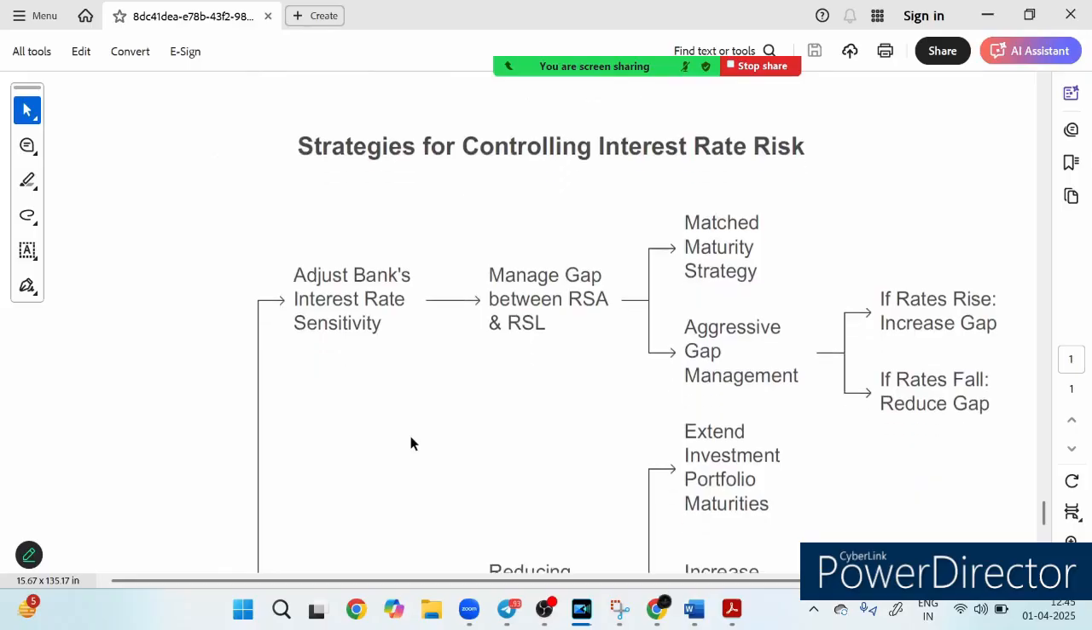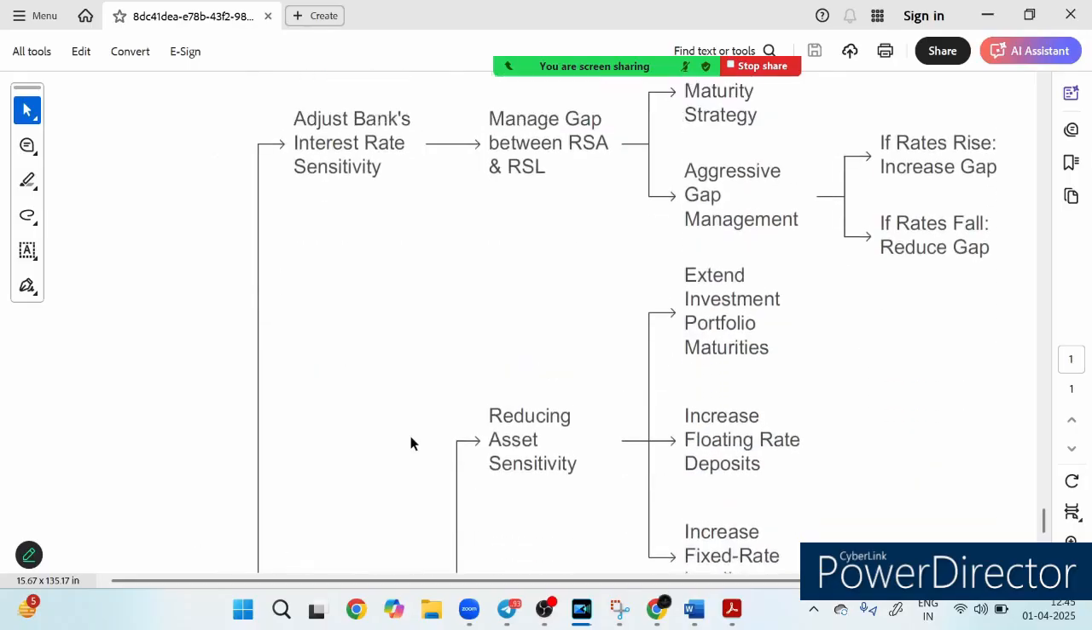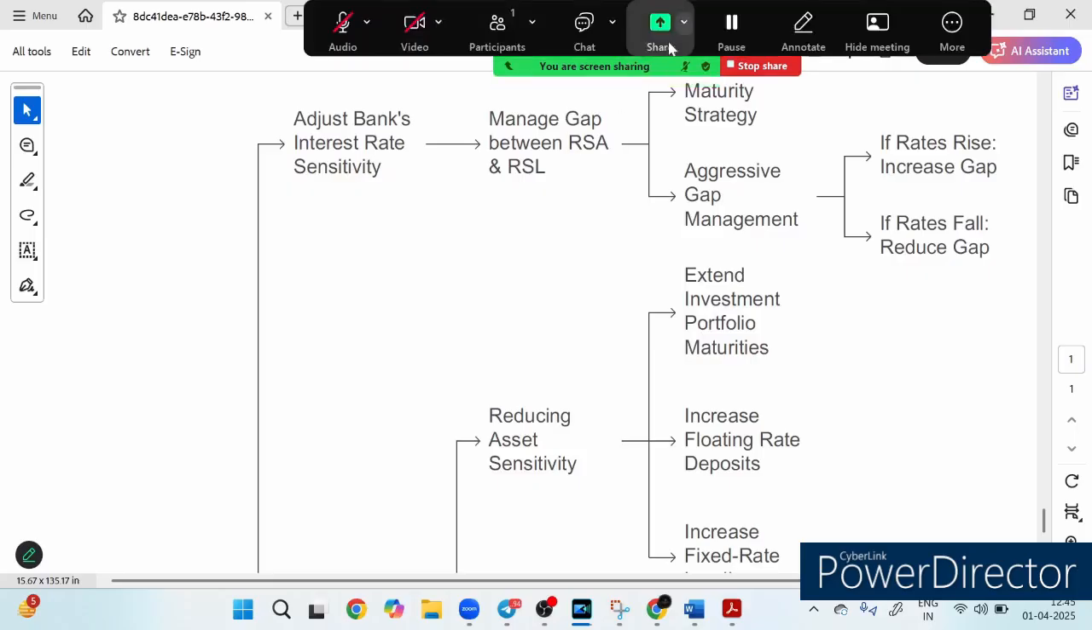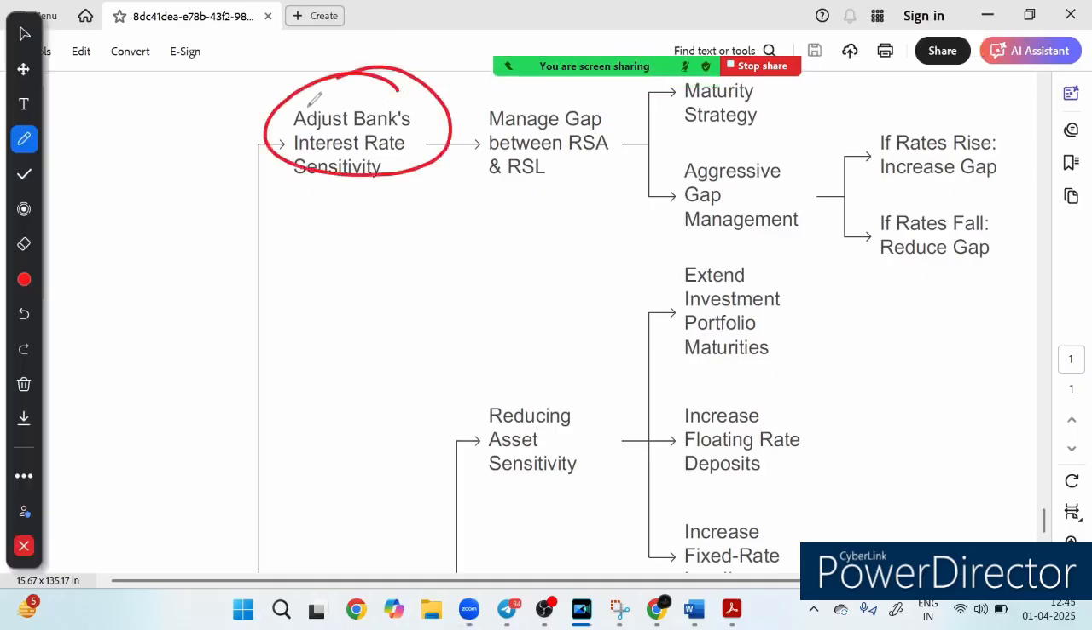Now friends, let's look at some steps to control interest rate risk. In this particular table, everything will be clear. Interest rate fluctuation can impact a bank's profitability, but the good news is that banks can control and manage the risk effectively. Let's explore the key strategies used to navigate interest rate change. First of all, adjusting the bank's interest rate sensitivity. Banks manage risk by controlling the gap between RSA and RSL, that is rate sensitive assets and rate sensitive liabilities. If you can manage the gap, obviously your interest rate sensitivity will become easy. So basically, how to tweak the gap based on interest rate expectation.